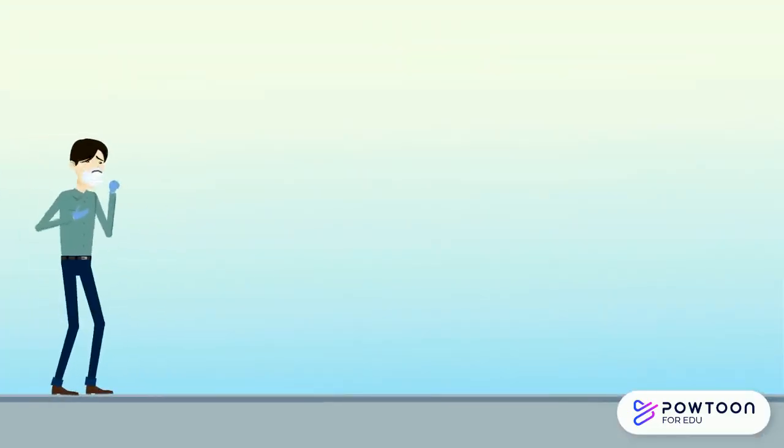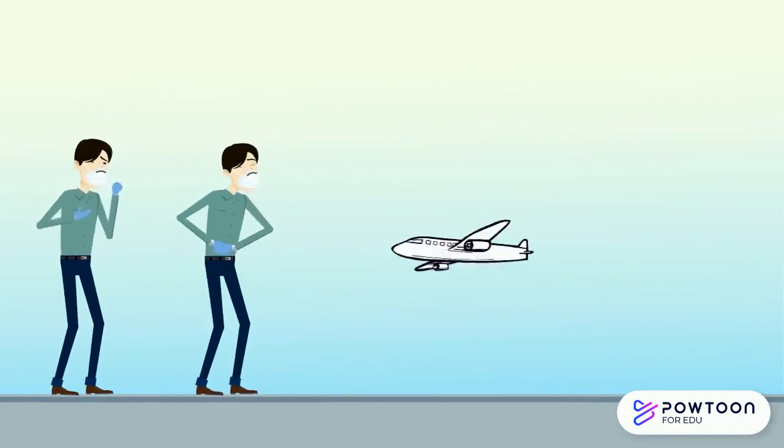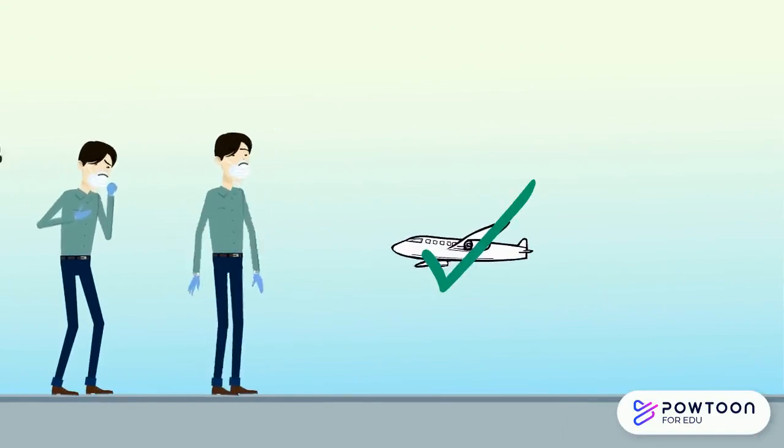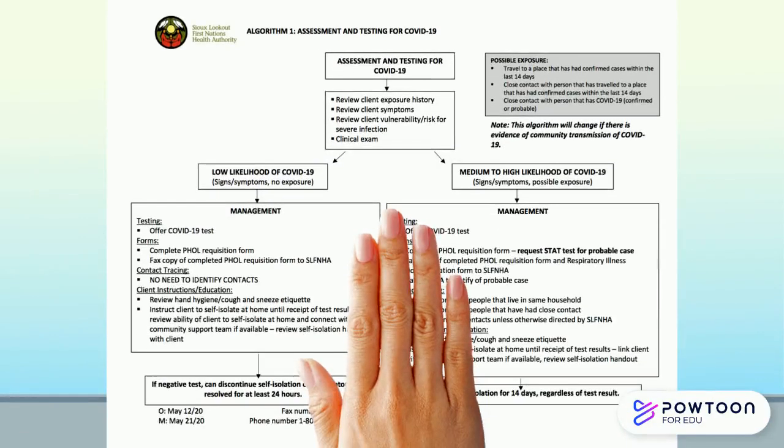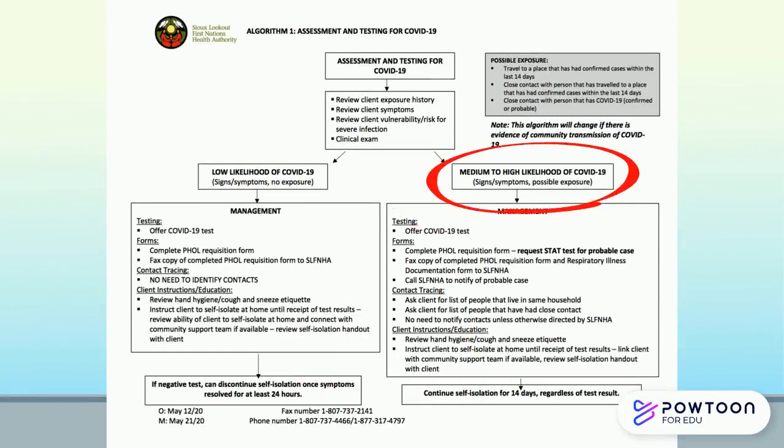Now let's say Bob, with his cough, fever, and abdo pain, has answered yes to travel and contact with someone who has COVID-19. According to the SLFNA algorithm, this now makes Bob a medium to high likelihood of COVID-19. The paperwork doesn't change much.